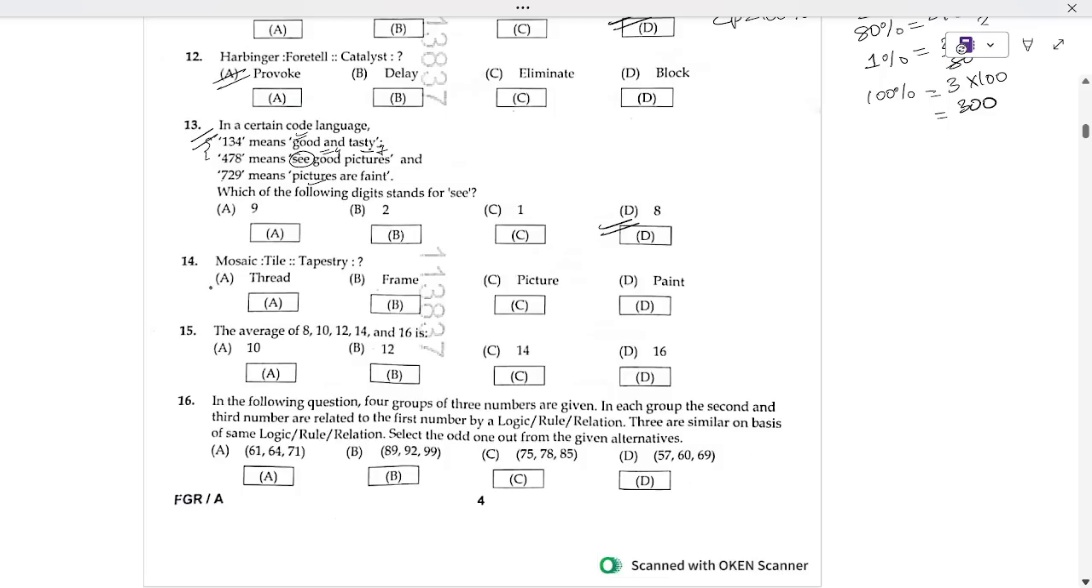So it's the same thing, classification. Then what is the answer? Trade. Next one is 15.